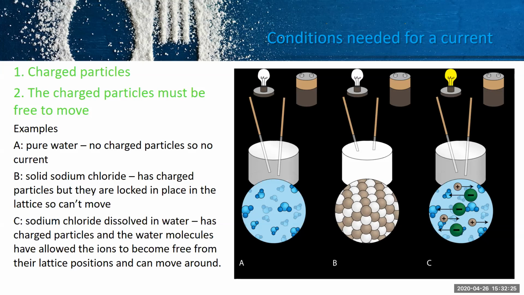So if we look at our examples, diagram A, pure water. Pure water doesn't have charged particles. Even though the water molecules are polar, that's not a full charge. So pure water doesn't conduct electricity. Now, second, in the middle example, solid sodium chloride doesn't conduct electricity. It does have charged particles, but they're locked in place, so they can't move. You've got to satisfy both conditions to get the electricity conducted. And then the final one, sodium chloride dissolved in water, we do get an electric current because we have both charged particles and they are free to move.